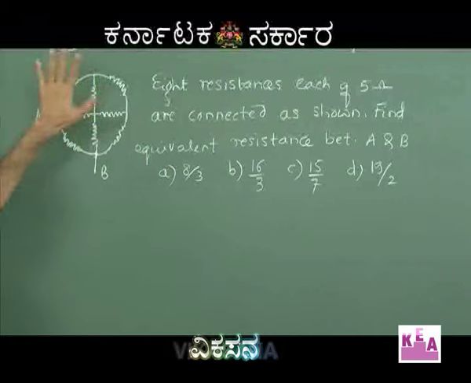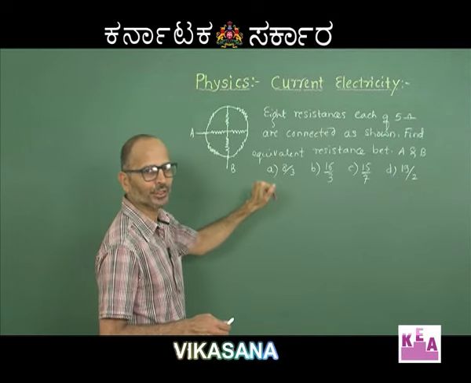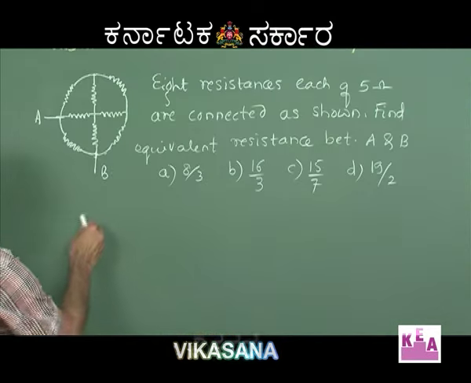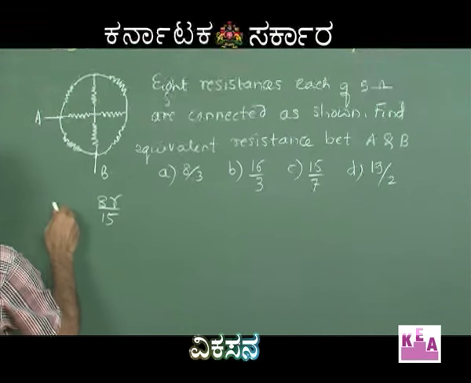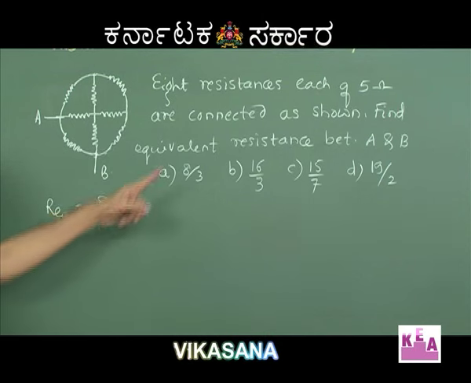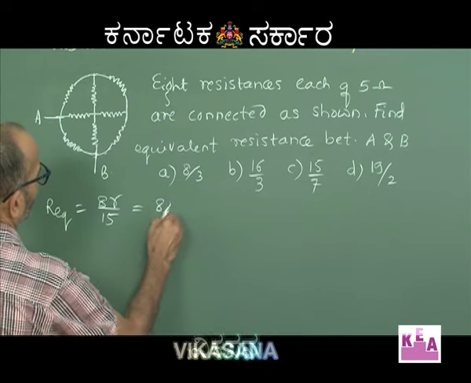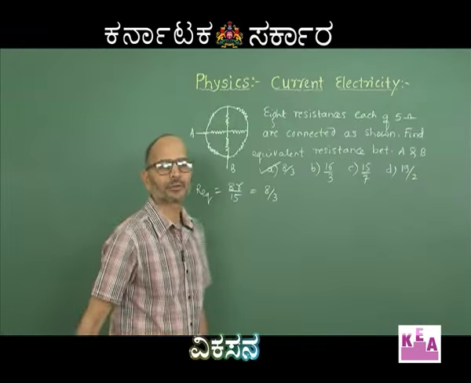So, this circuit is similar to what we had solved earlier. We all know very well that the answer there was 8R by 15. So, 8R by 15 is the equivalent resistance between A and B. And if you put the value of R as 5, you will get 8 by 3, and that makes your A option perfectly correct.